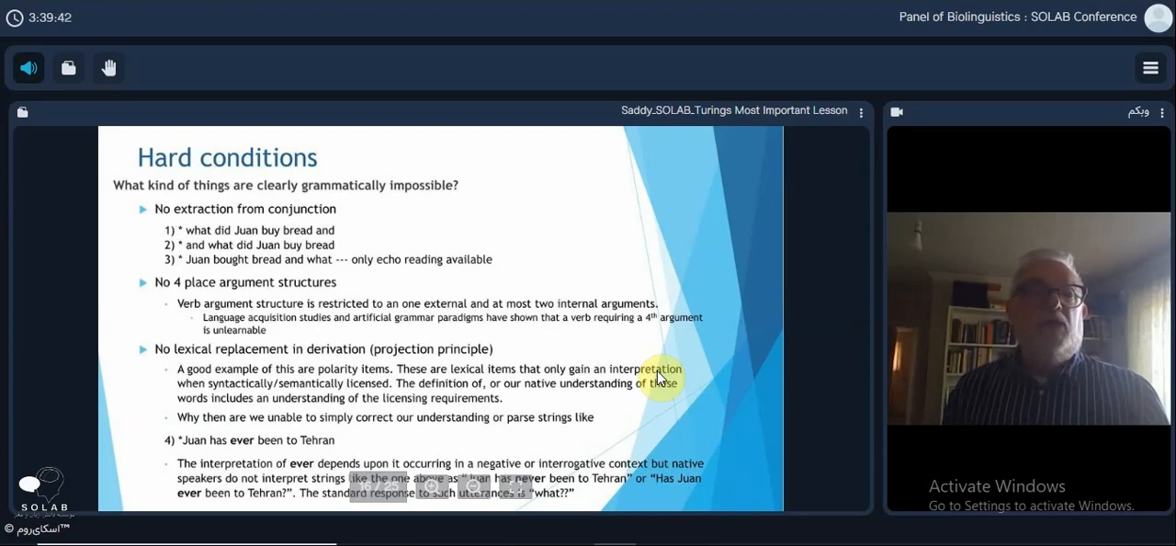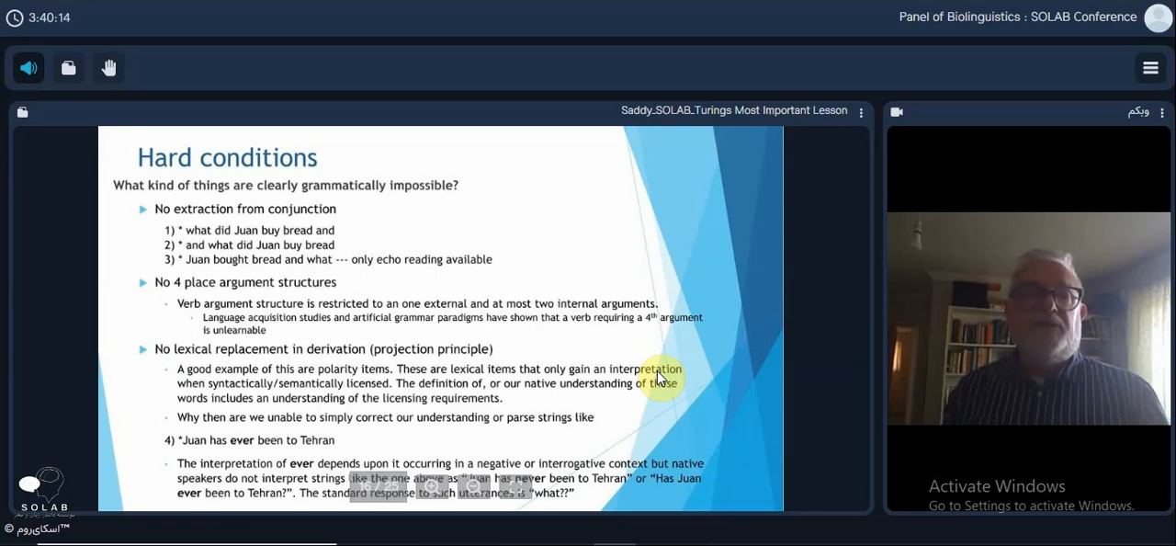Another one is that there's no four-place argument structure. There's an interesting and long history of attempting to get adults and adolescents and children and infants to learn new words that have four-place predicates, and nobody does it. Language studies and artificial grammar paradigms have shown that a verb requiring a fourth argument beyond external and two internal is just really not on. In fact, I've done some of that research.